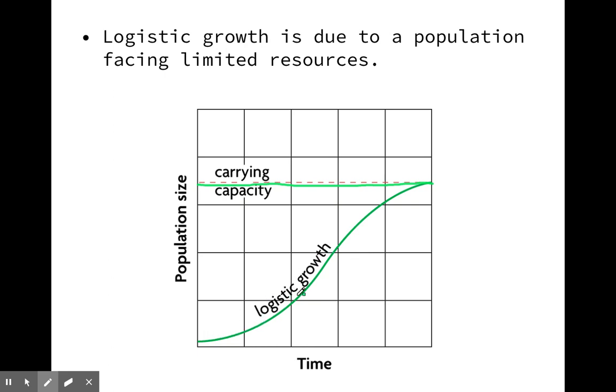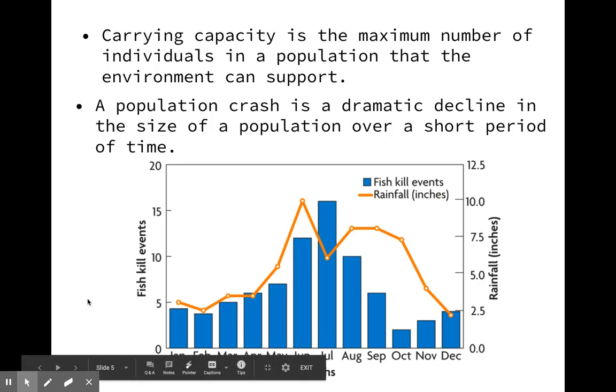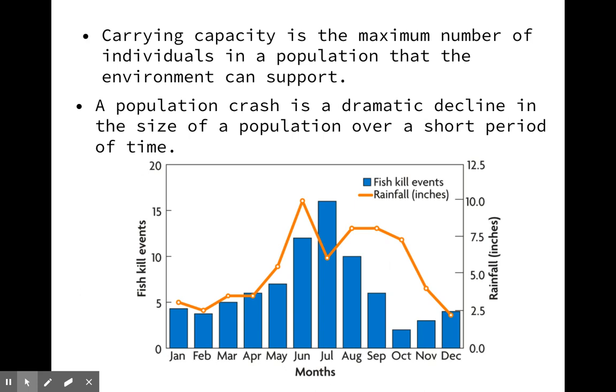As this population starts to increase, they start running out of their resources, and that's when they reach this area here, which is the carrying capacity. As it reaches that, we start seeing that the population is going to stabilize, and it may decrease if it runs out of resources. Once again, this is called logistic growth. Carrying capacity is the maximum number of individuals in a population that the environment can support. A population crash is a dramatic decline in the size of a population over a short period of time.